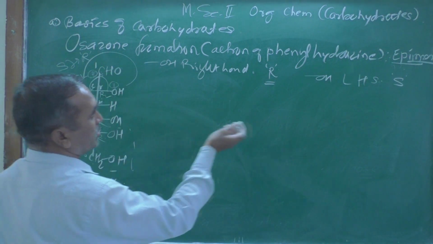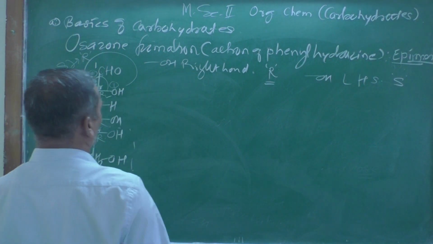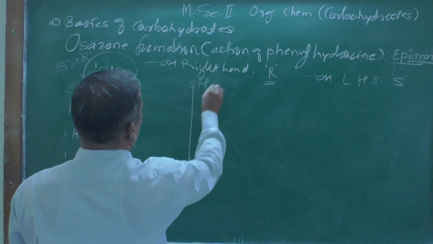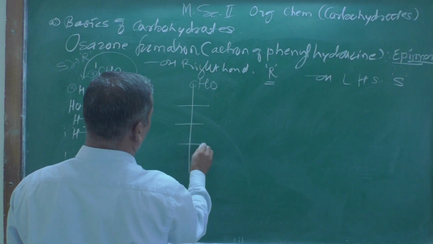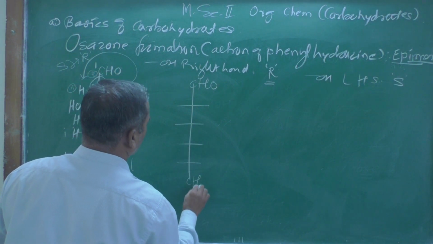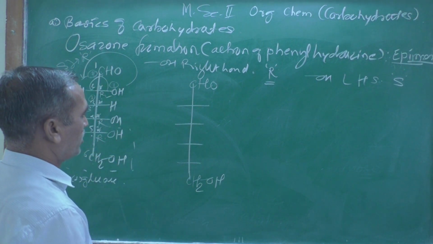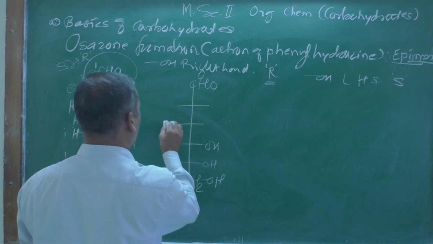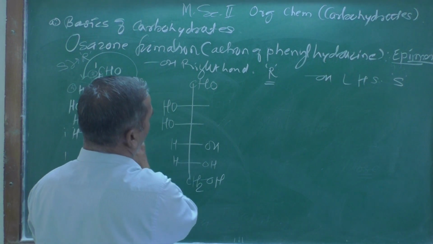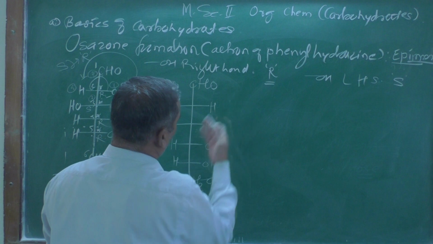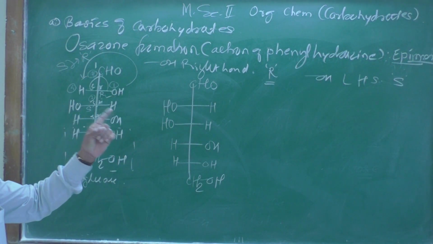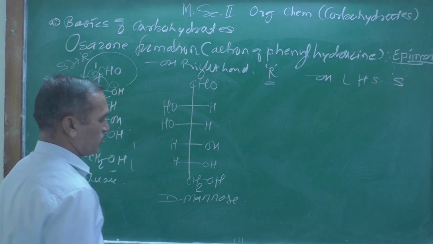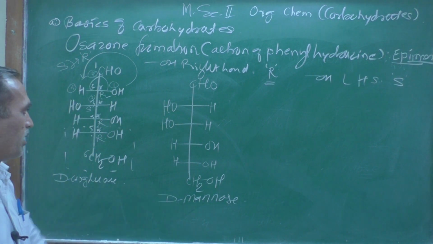Now we are talking about epimers. What do you mean by an epimer? This is glucose, and if you remember the structure of mannose, it is this one: CHO, again 1, 2, 3 and 4, and here we can write CH2OH. Here, 2 OH are on the right hand side and 2 OH are on the left hand side, and I am placing a hydrogen atom on the right hand side. So this is the structure of D-mannose.